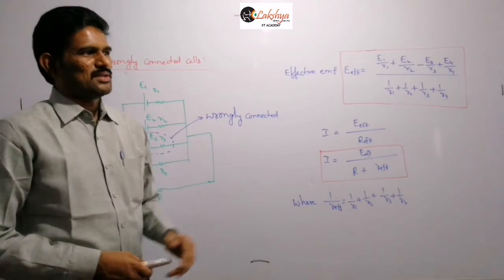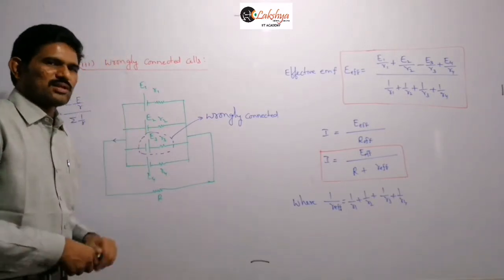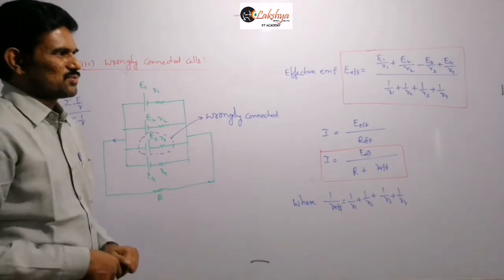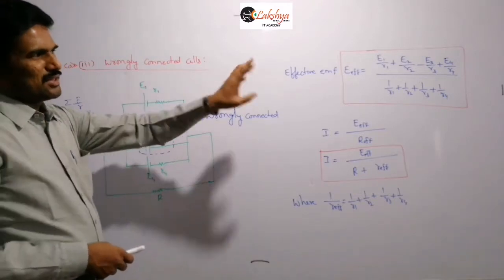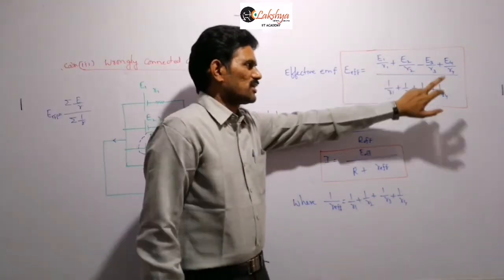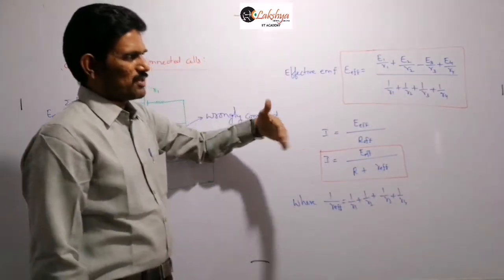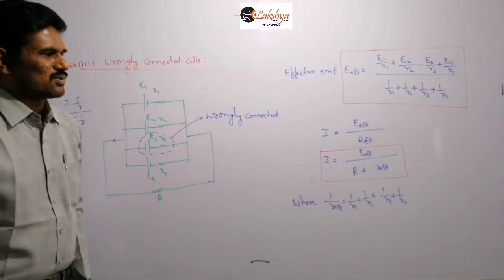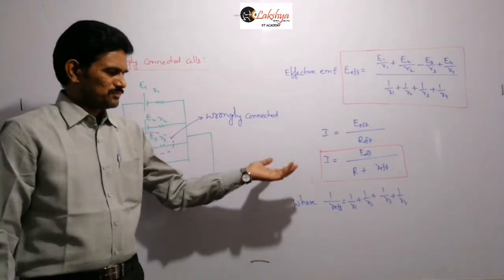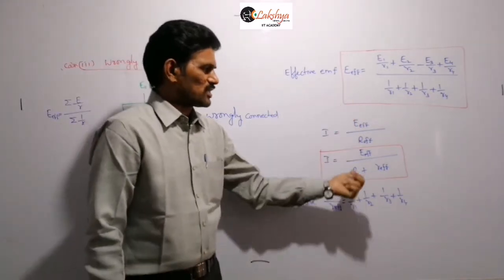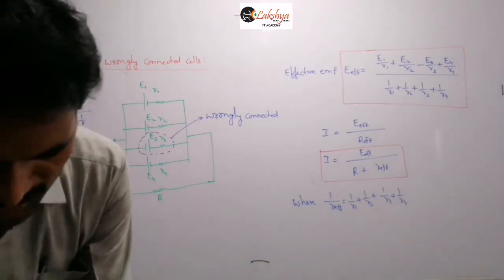So whatever cells we are taking, we need to identify whether all the positive terminals are connected together or all the negative terminals are connected together. If one of the cells is connected wrongly, then for that cell in the numerator term we need to take the negative sign. In the denominator we need to add all the resistors, that means 1 by R1 plus 1 by R2 plus 1 by R3. And from that, if you know the effective EMF and effective resistance, you can write this current also. So next let us see about this.